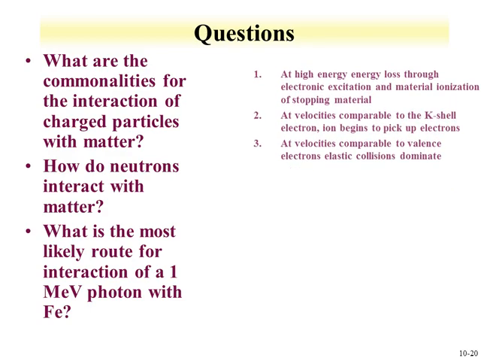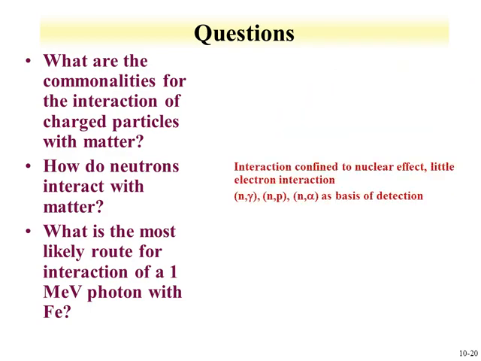And how do neutrons interact with matter? Well, they are primarily confined to nuclear effects. There's little electronic interaction for neutrons. So you have (n,gamma), (n,proton), (n,alpha), for instance, as the basis of interactions and detections. So if one wants to make a neutron detector, one wants to use a material that has a high neutron interaction, which can then be observed through the interaction of that material.